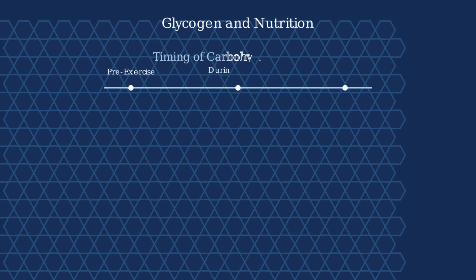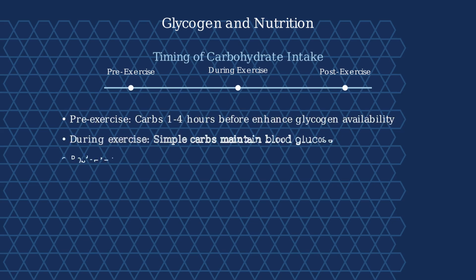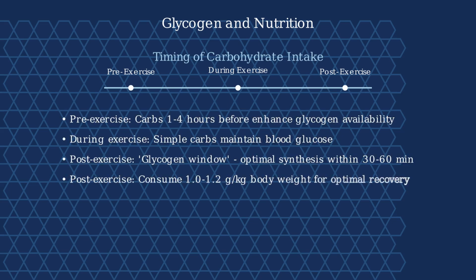The timing of carbohydrate intake is crucial for glycogen synthesis. There are 3 key periods to consider: pre-exercise, during exercise, and post-exercise. Consuming carbohydrates 1 to 4 hours before exercise enhances glycogen availability. During exercise, simple carbohydrates help maintain blood glucose levels.